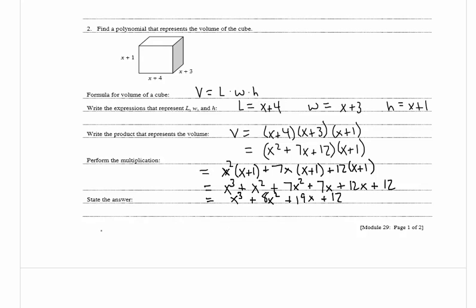And now they want us to state the answer. So the volume of the cube is x cubed plus 8x squared plus 19x plus 12 units cubed.